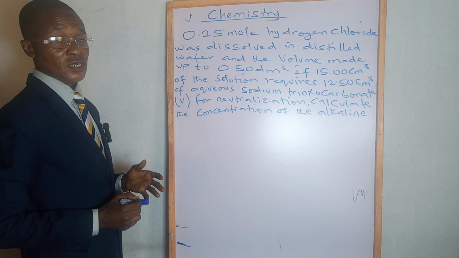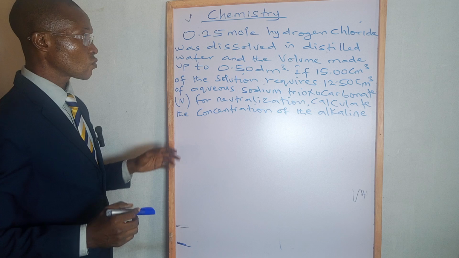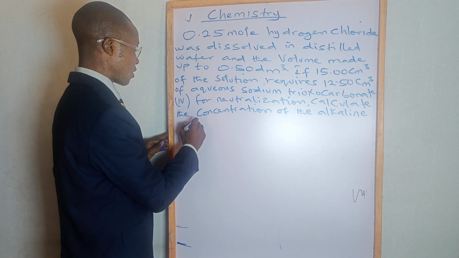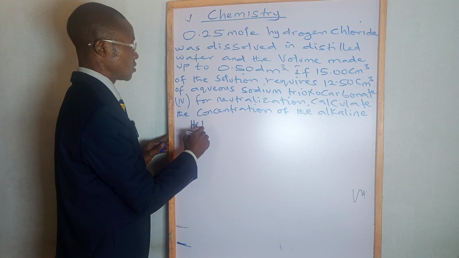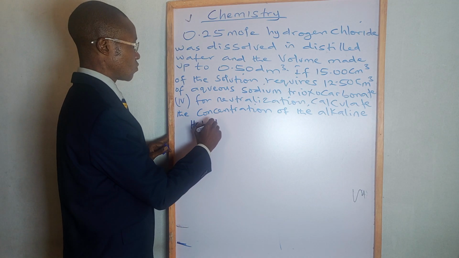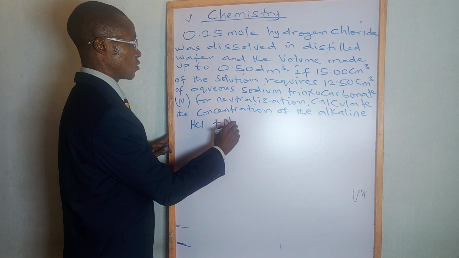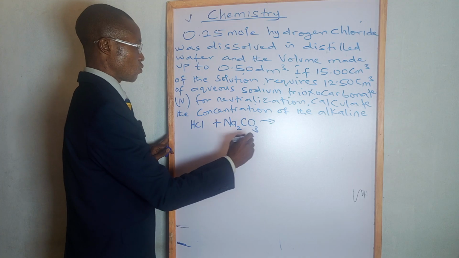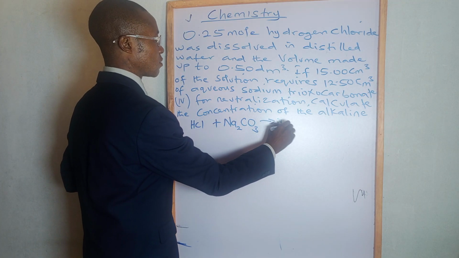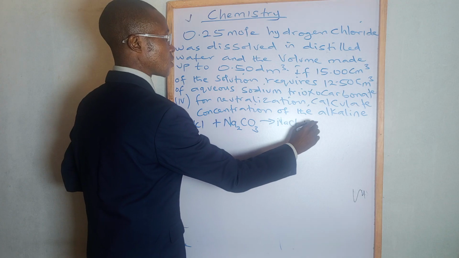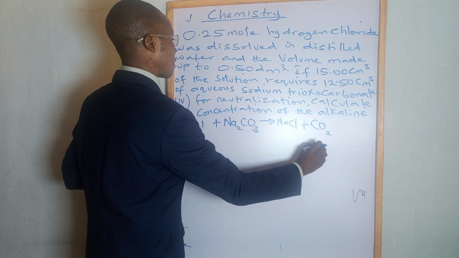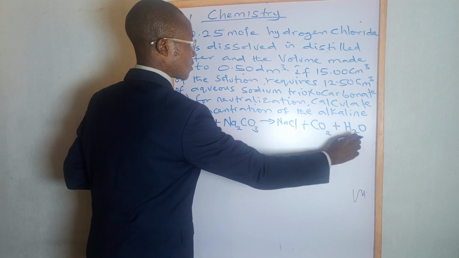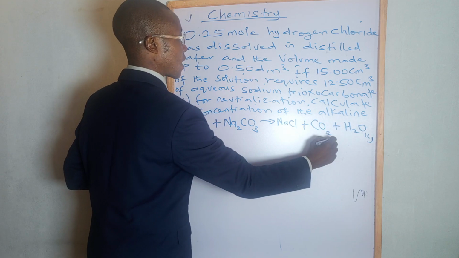Tackling a question like this, the first thing to do is to write out the equation of reaction where we have hydrogen chloride reacting with sodium trioxocarbonate(IV). Then this will give you sodium chloride with carbon dioxide gas and water. Remember, it is a neutralization reaction.